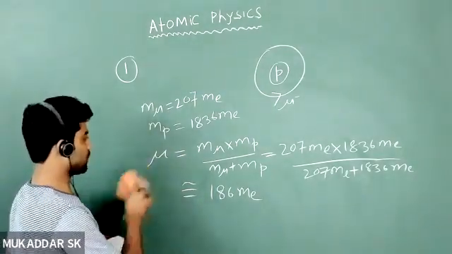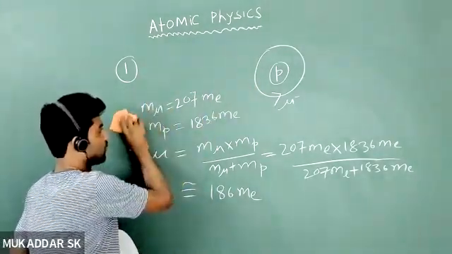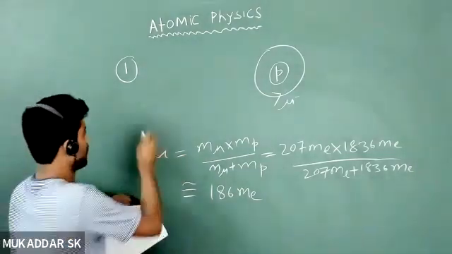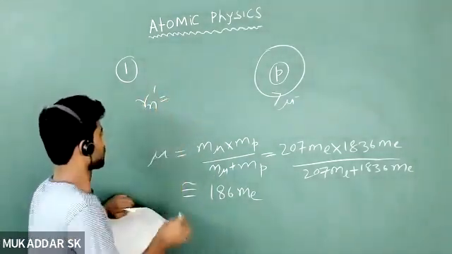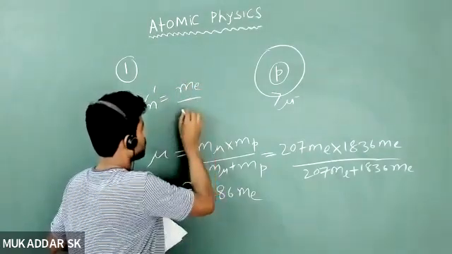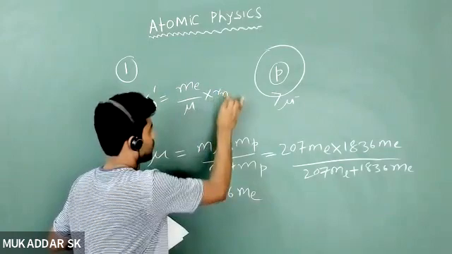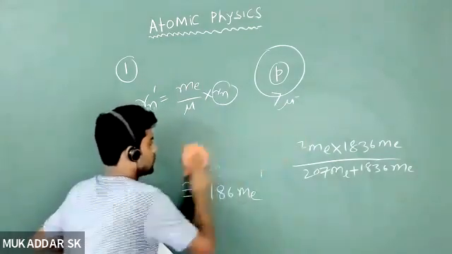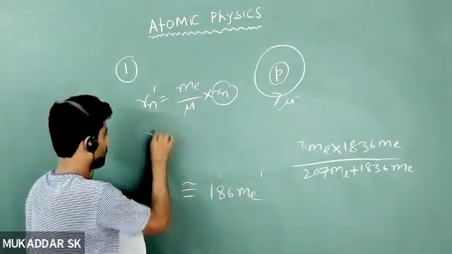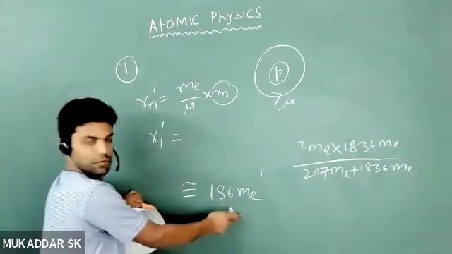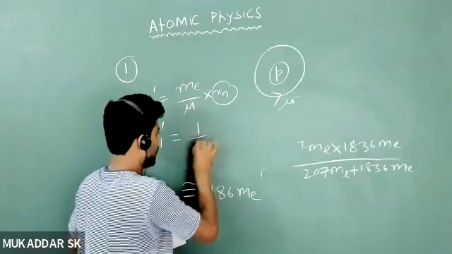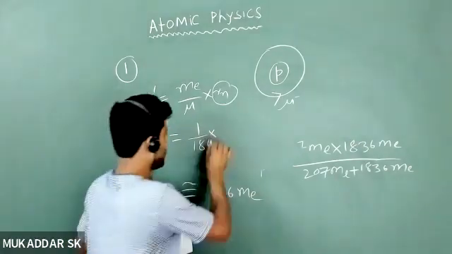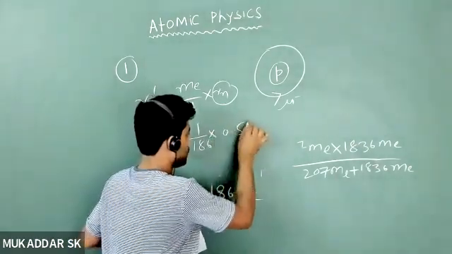So now you can calculate the radius of the first Bohr orbit. What you have to do? You know the formula: Rn dash equals m_e by mu into Rn, where Rn is the radius of the hydrogen atom. For the first Bohr orbit, if you substitute that reduced mass here, you will get 1 by 186 into the radius of the first Bohr orbit of hydrogen atom, and that is nothing but 0.53 angstrom.